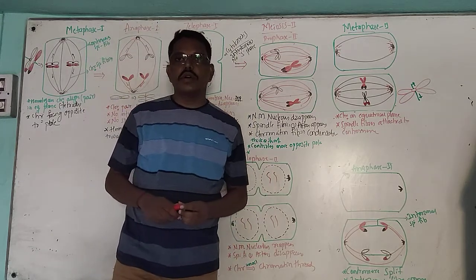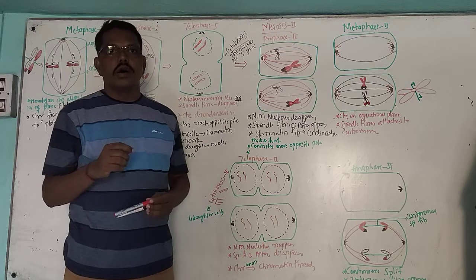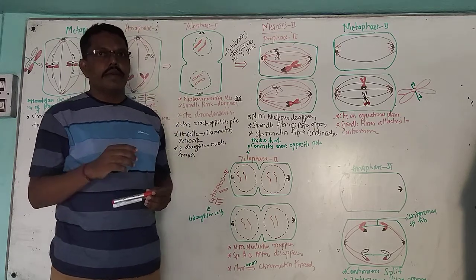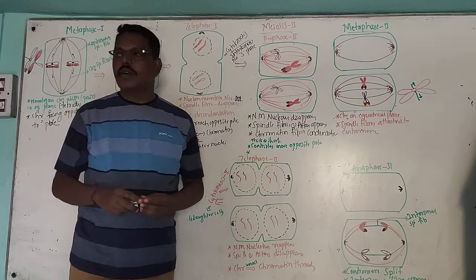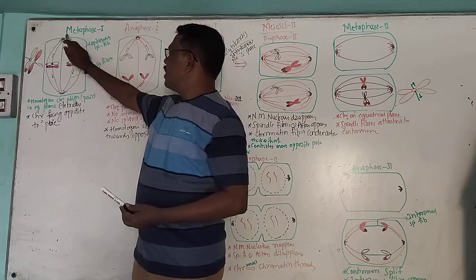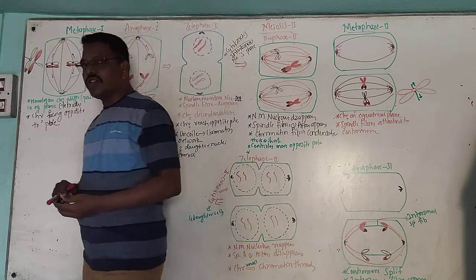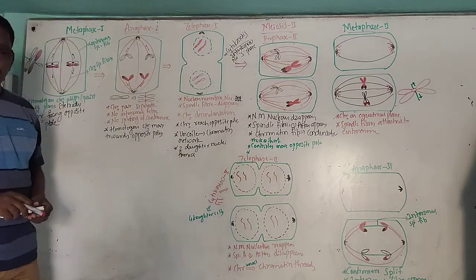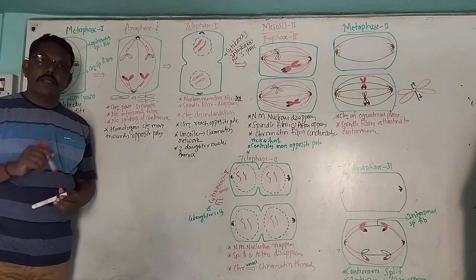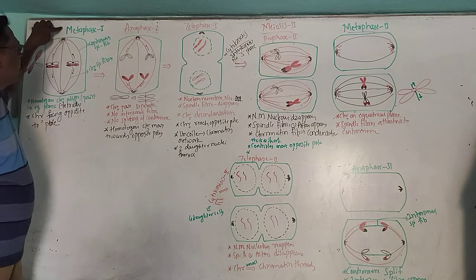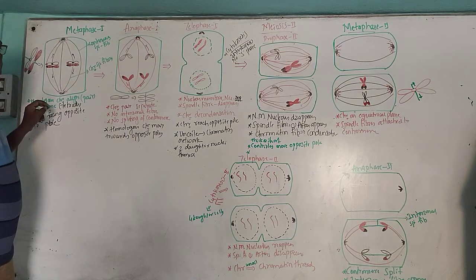In the previous class, we discussed meiosis I. Within meiosis I, we studied prophase I first. Then, after prophase I, we will see metaphase I. Meiosis I is called the reductional division. Then, in the metaphase, here.